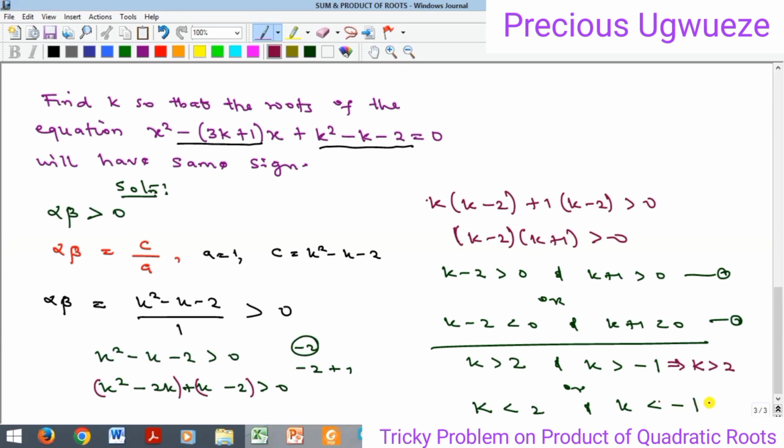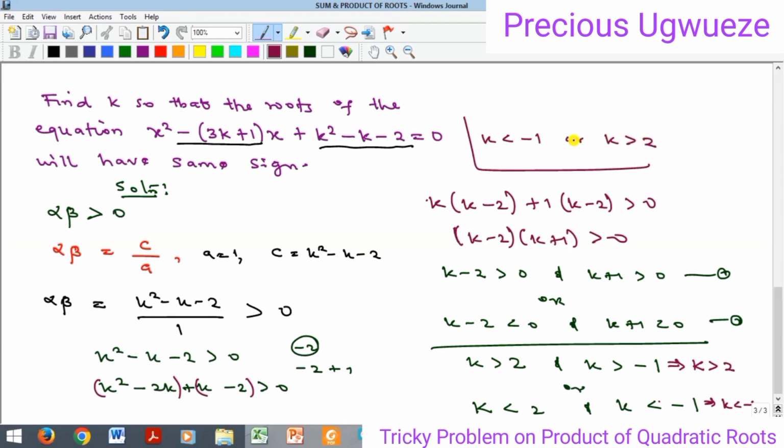And then down this way, you can see here that k is less than 2 and k is less than minus 1. So 2 is greater than minus 1, and so anything that is less than minus 1 would definitely be less than 2, and so we take k is less than minus 1 here. So if you join the two, let's come over here, you discover that the solution to this problem is that our k has to be less than minus 1, or our k must be greater than 2.